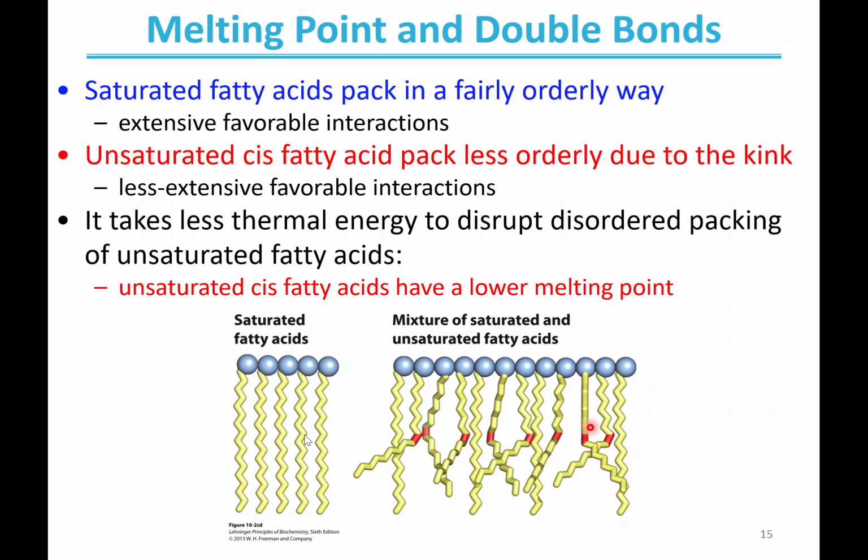If you look at an unsaturated fatty acid where the double bonds are in the cis conformation, they're not going to be able to pack very orderly, right? Those double bonds put kinks in, and that's definitely going to cause this to be not ordered, not packed very closely together. So there's less favorable interactions there. It's going to take less thermal energy to disrupt that disordered packing, and that's why their melting points are so much lower. It doesn't take as much heat energy to disrupt that and to make them into liquids.